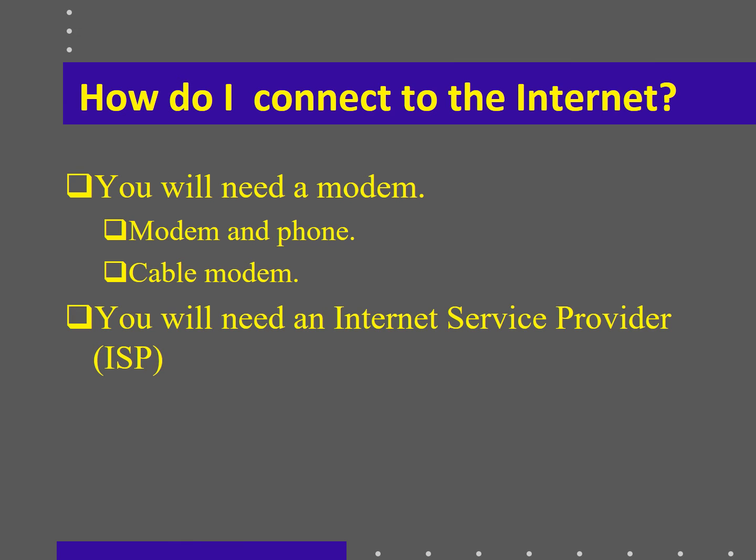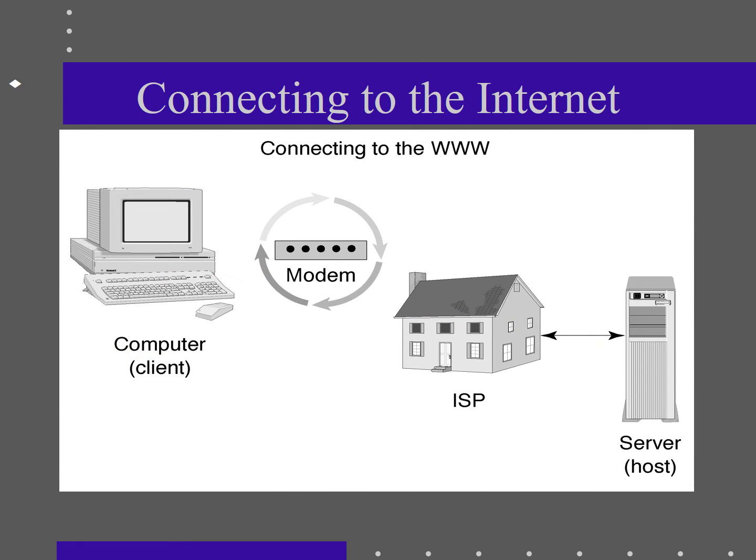Now let's see how the connection is made to the internet. First of all, we need a modem and phone, then we need a cable modem. You will also need an internet service provider, meaning anybody who provides the internet service. Usually, the computer is connected to the modem, the modem is connected to the internet service provider, and then the internet service provider connects to the server, and in this way the connection is made.